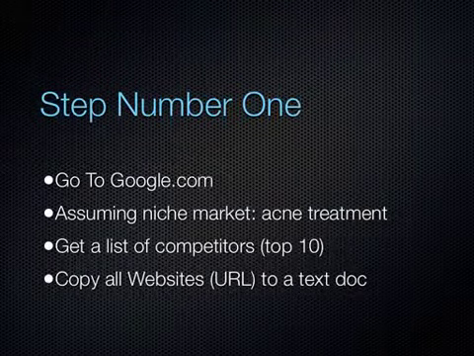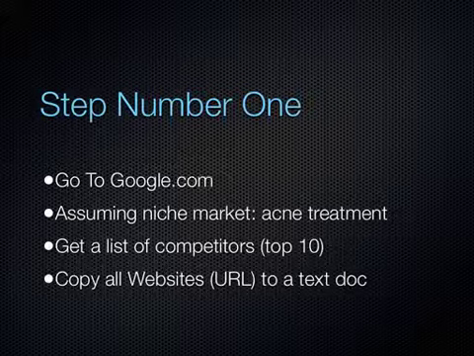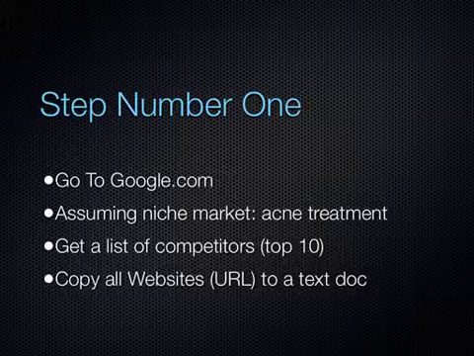Step number one, right? We're going to go to google.com. I'll show you here in a second. We're going to pick a market, in this case, acne treatment. The acne market. Very big, very competitive. Lots of opportunities. So once we've typed that in, we're going to get a list of 10 competitors from the first page, and we're going to copy those out to a text document. And I'll show you how this works now.